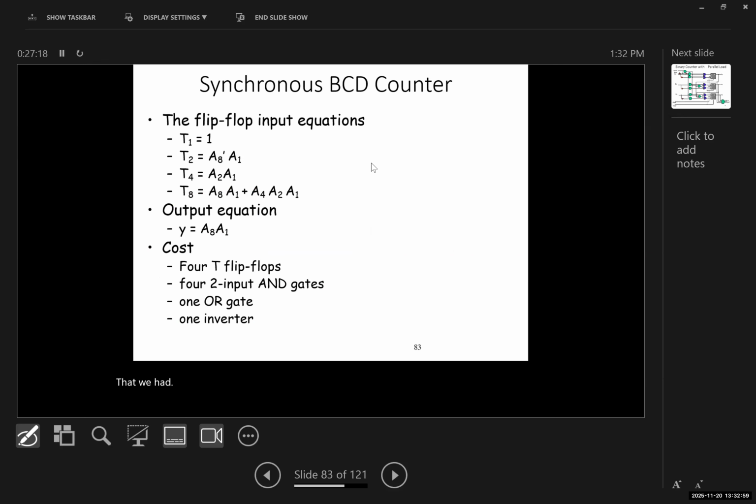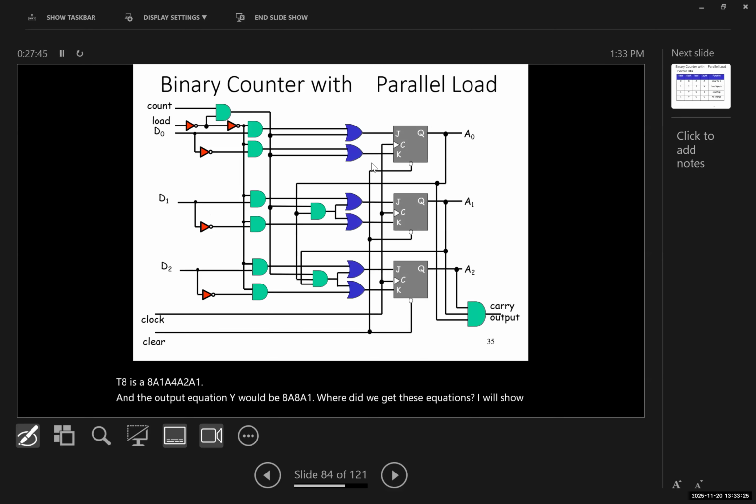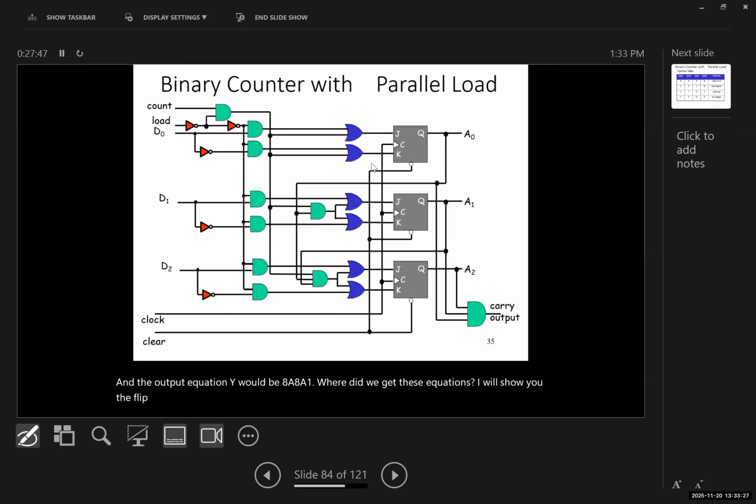Now, for a synchronous BCD counter, the flip-flop input equations are T1 equals 1, T2 equals A8 prime A1, T4 equals A2 A1, T8 equals A8 A1 + A4 A2 A1. And the output equation, Y, would be A8 A1. Where did we get these equations? I will show you the flip-flops, but we get it.